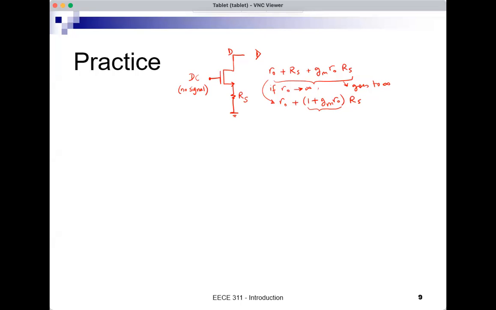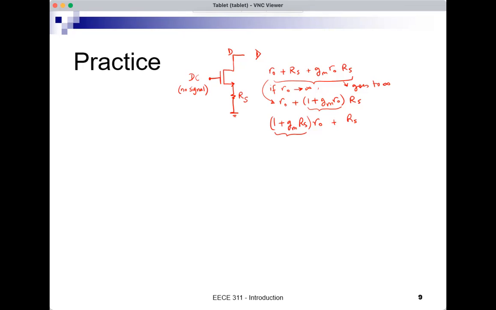It's also bigger than RO because we can write this as 1 plus GM RS, times RO, plus RS. And this is definitely bigger than 1, and sometimes much bigger than 1. So this resistance that we see looking into the drain is bigger than RO and bigger than RS, and often much bigger than RO and much bigger than RS. So it's a large resistance.